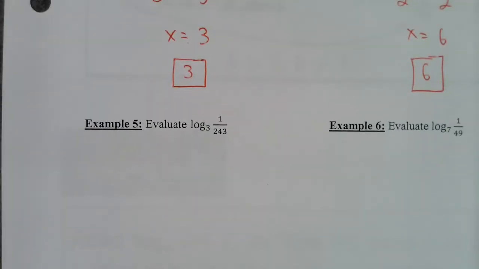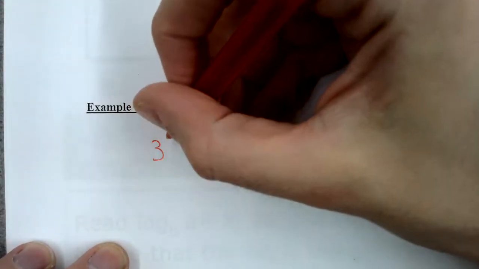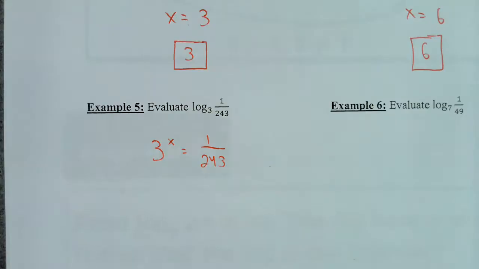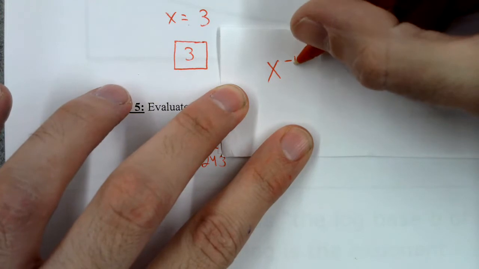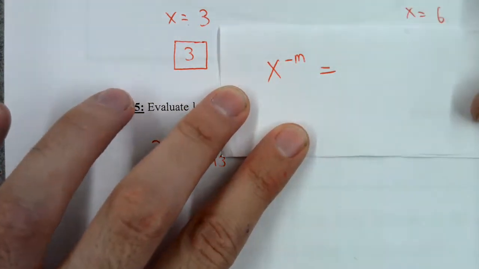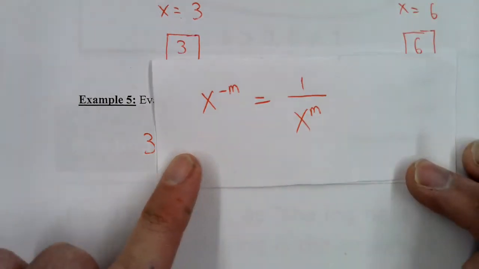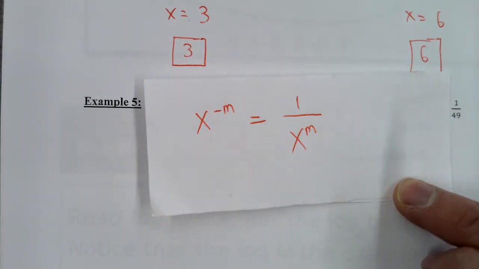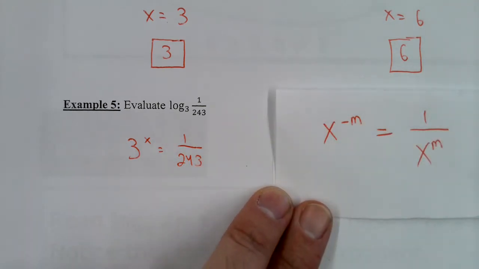Example 5, evaluate log base 3 of 1 over 243. So this is saying 3 to what power equals 1 over 243. So think back to the previous unit. Let's say I have x to the negative, let's call it m power. That is the same as 1 over x to the mth power. So we're basically going to apply that to this problem. Because 1 over 243 can be thought of as 3 to the negative 5th power.